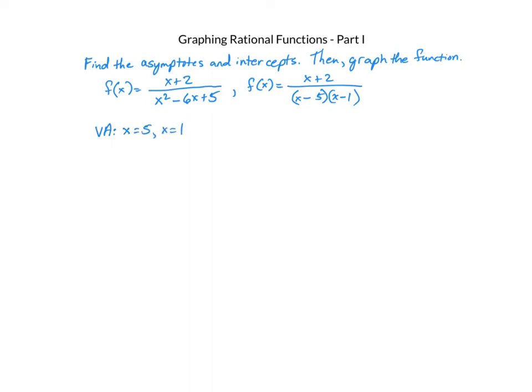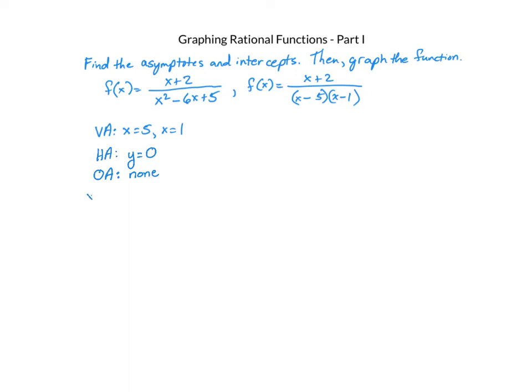We're moving on to horizontal asymptotes. Notice the degree of the numerator is smaller than the degree of the denominator, so we have a horizontal asymptote at y equals 0. And of course, because we have that horizontal asymptote, we do not have an oblique.